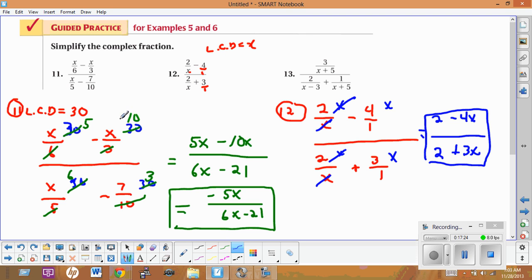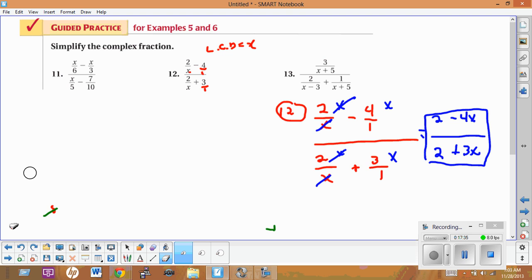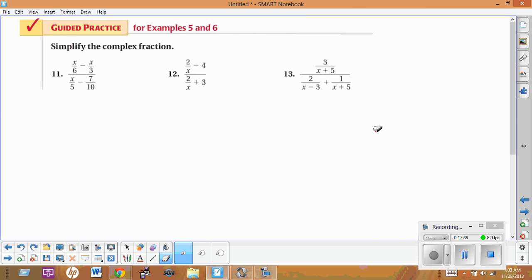Let's take a look at 13. Now you notice it's all about the LCD to get rid of the fraction. After that it becomes a little bit easier. All right, so let's erase and do the last problem here. Okay, very last problem. Here we go. Number 13. Okay, the LCD.